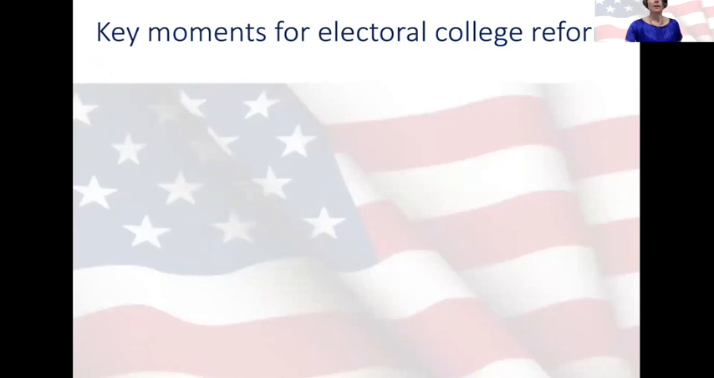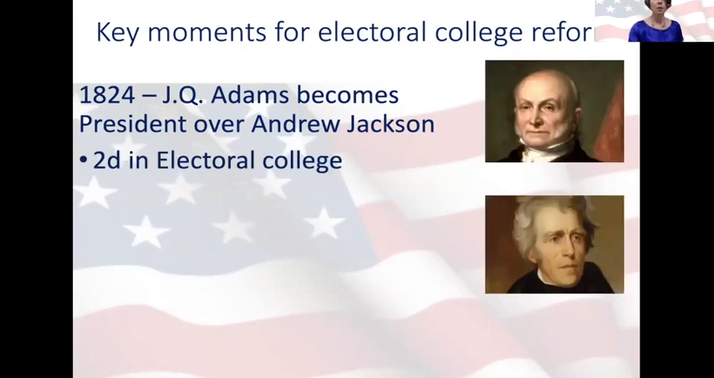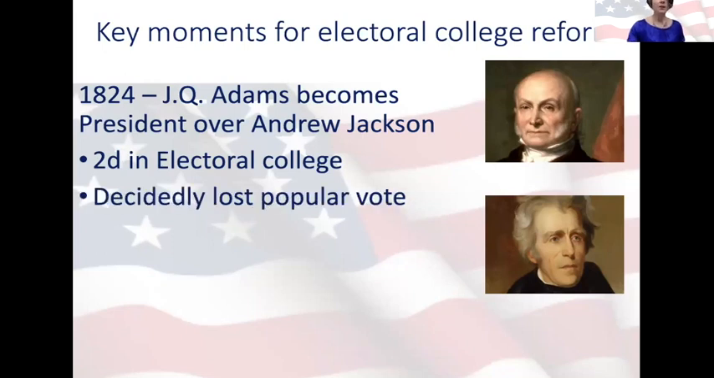Okay. Then another disaster strikes, only 24 years after the 1800 mosh pit. In that year, John Quincy Adams becomes president over Andrew Jackson, even though he came in second in the Electoral College by quite a lot. He gains only 84 electors to Jackson's 99, and he also gets shellacked by Jackson in the popular vote. Jackson gets 41% of the popular vote, while John Quincy Adams gets a measly 31.